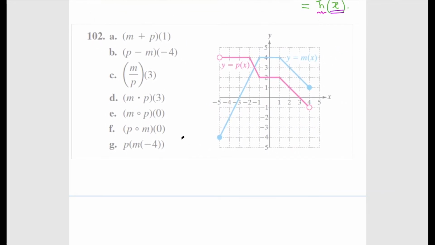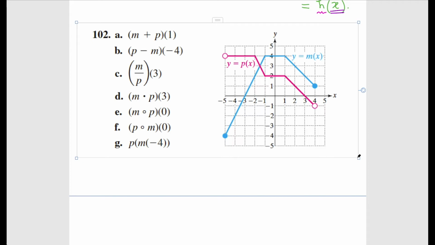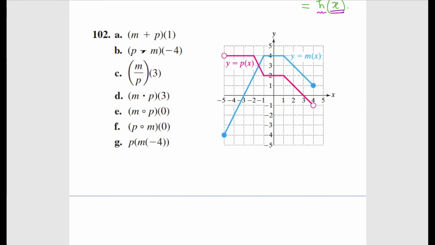So this is problem 102 on the same page, which was 227, right? Okay. So in each instance, I want to find the value of the given function. Let's talk about the first one, part A. I'm given m plus p, the sum function between m and p, acting at 1. Based on the definition of the sum function, this is the same as m of 1 plus p of 1. This is how the sum function operates, right?